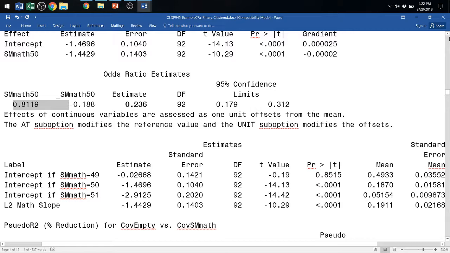If I back translate those predicted logits, if I take the inverse link, that's what mean over here is doing for me.